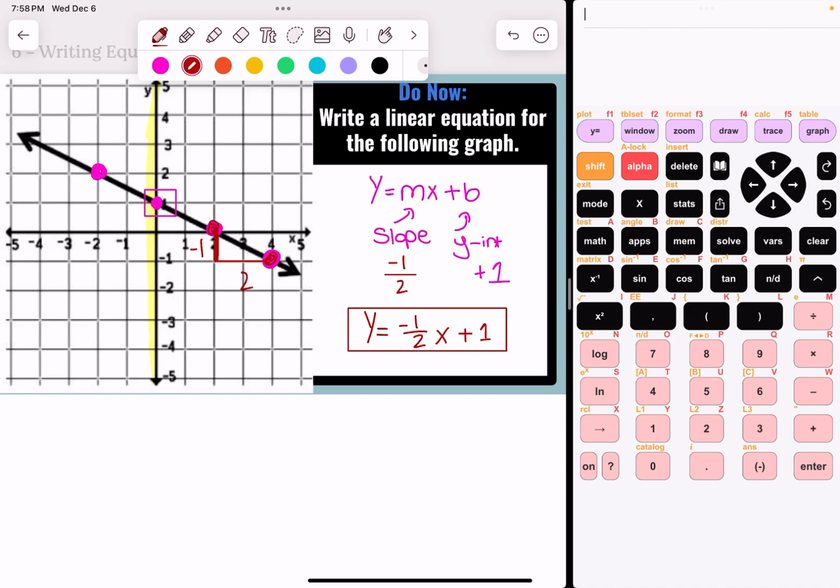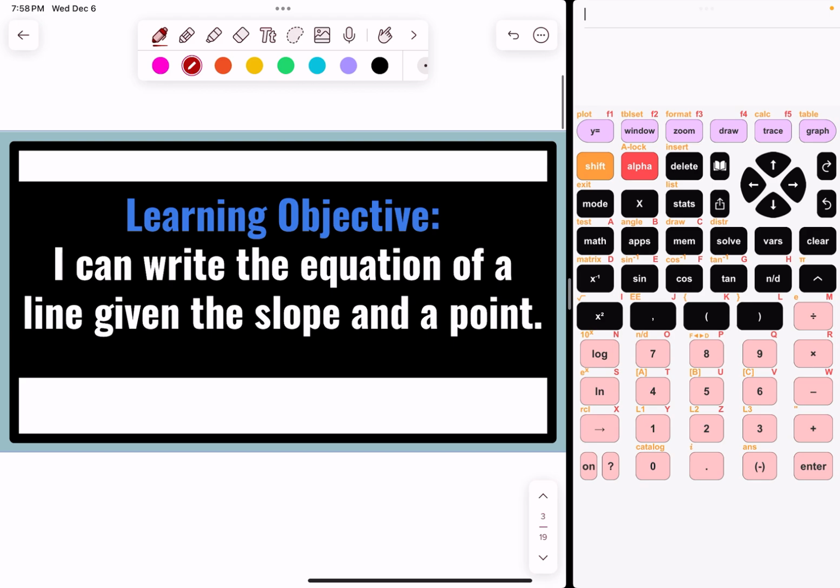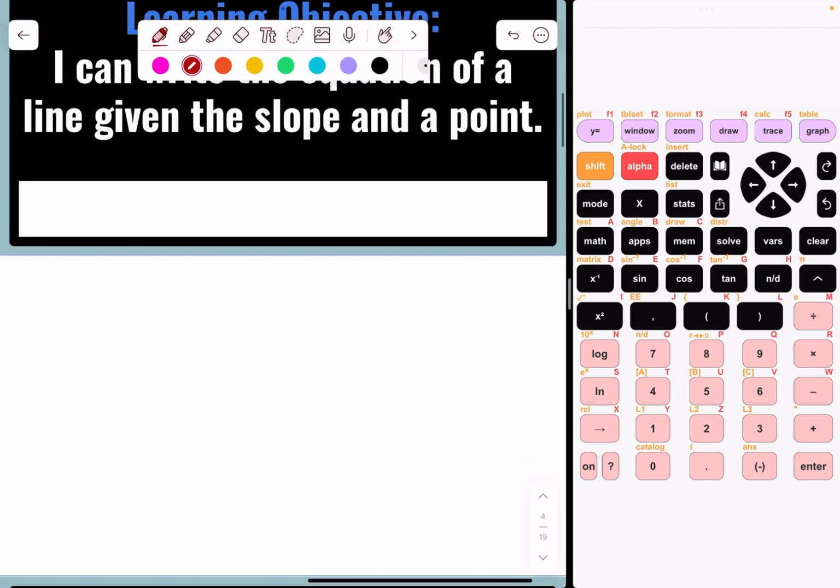Alrighty, so what are we going to be doing today? Today we are going to learn how to write the equation of a line given the slope and the point. So we're not going to be given a graph anymore. Instead, we're going to be given 1 point and the slope, and we will write the equation. How are we going to do this?